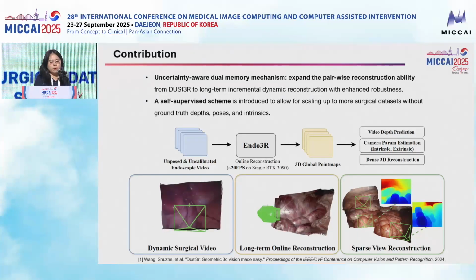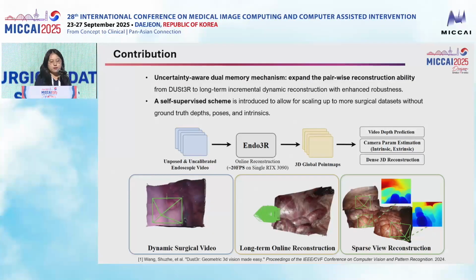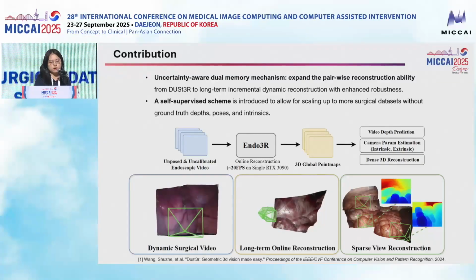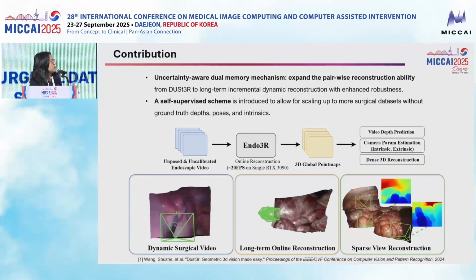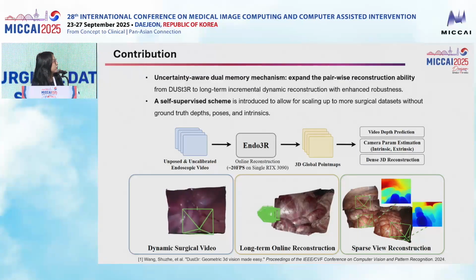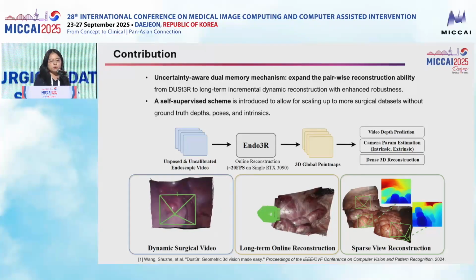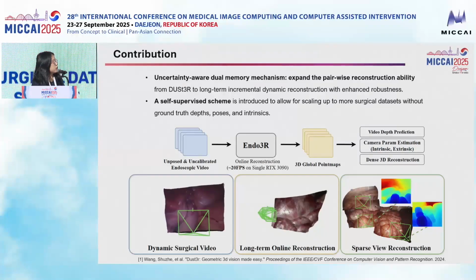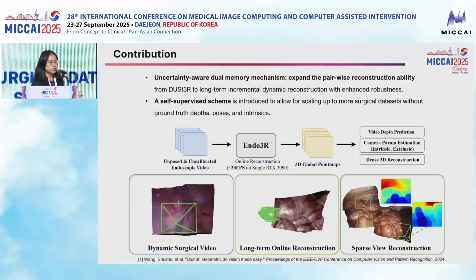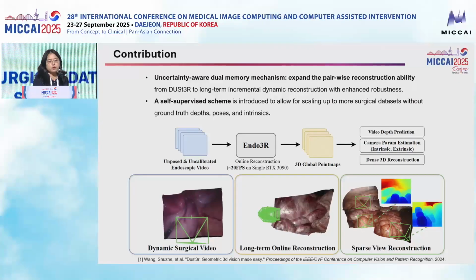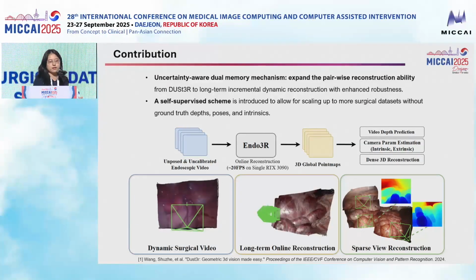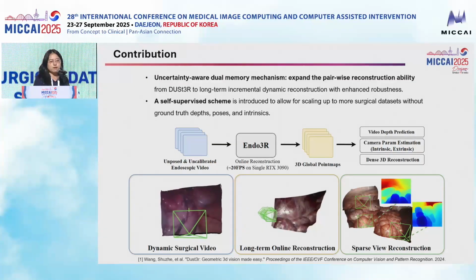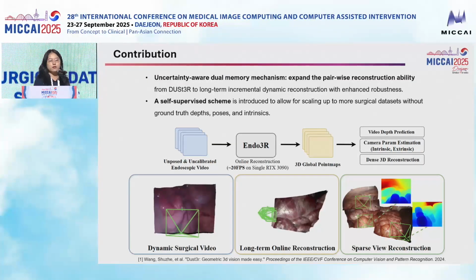Specifically, we have proposed an uncertainty-aware dual memory mechanism. This is to expand the stereo reconstruction ability to long-term online reconstruction, and we can also achieve higher robustness and accuracy. We have also proposed a self-supervised scheme to scale our method up to more surgical datasets without ground truth poses, depths, and intrinsics. Because for surgical datasets, we know there is data scarcity, so only limited datasets have ground truth poses and depths for training.